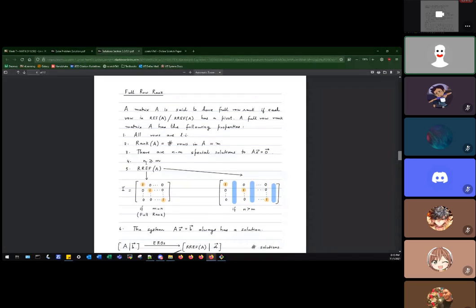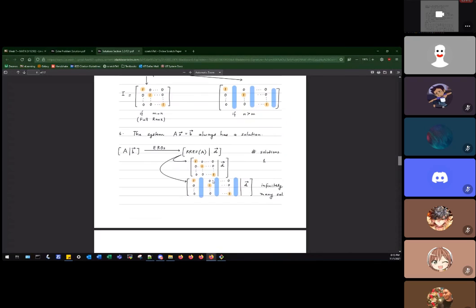And the number of columns is greater than or equal to the number of rows. And the reduced row echelon form of A is either the identity matrix or the identity matrix with some free columns, just placed wherever except for the first column. And also the system Ax equals b always has a solution, either one solution or infinitely many.